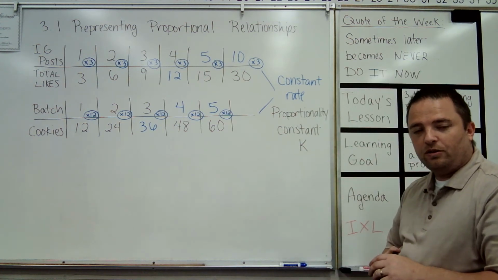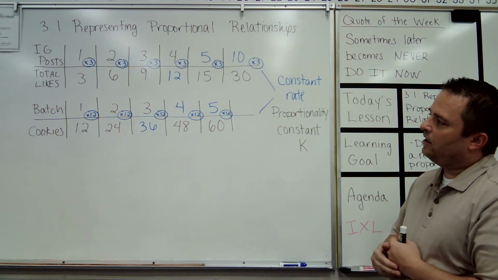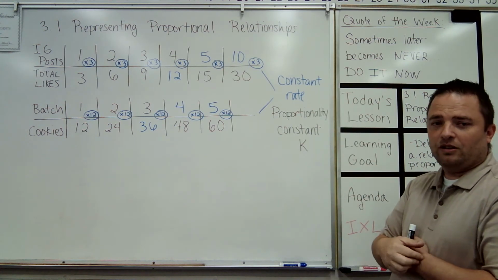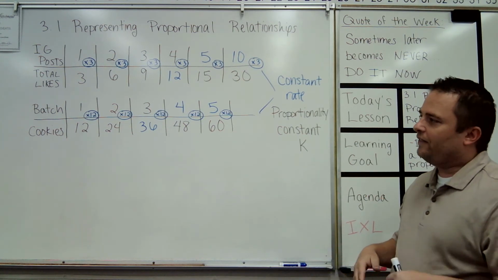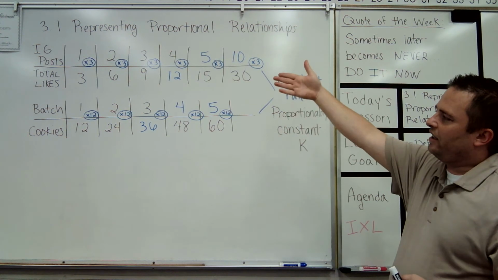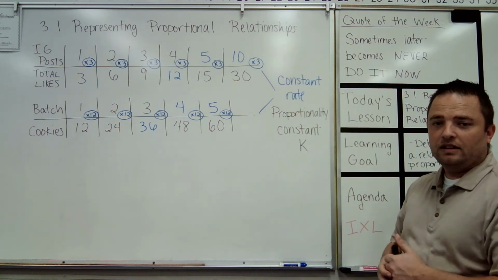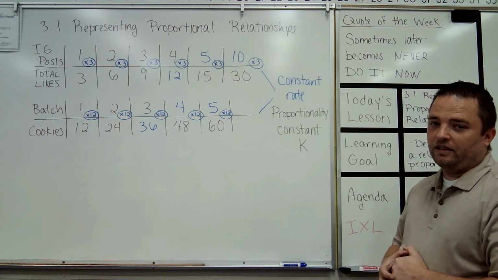Here's what I would like you to do. I'd like you to pause the video one more time. See if you can come up with a sentence of how to relate total likes and Instagram posts. Now, I'm not looking for the proportionality constant is this or that. That's not what I'm saying. If I was to say, hey, give me a sentence on how 1 and 3 are related, give me a sentence on how 2 and 6 are related, what would you say? Okay, pause the video now. You probably just let it keep running again, didn't you?